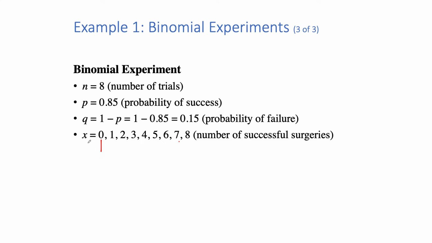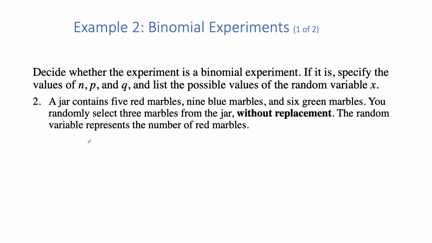Okay? All right. Let's consider a different situation. We consider a situation where a jar contains 5 red marbles, 9 blue, and 6 green. So the jar consists of, if I count them up, 9 plus 5 is 14 plus 6 is 20. So there's 20 marbles inside this jar, 5 of which are red, 9 of which are blue, and 6 of which are green.